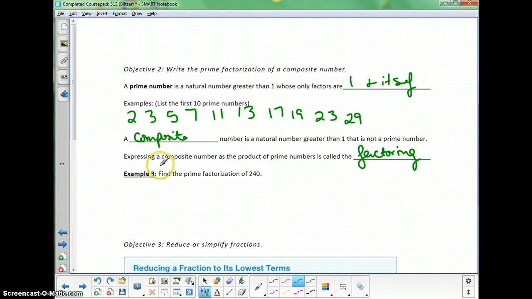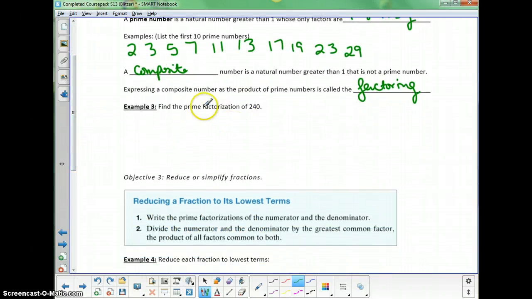Let me read that again. Expressing a composite number as a product of primes is called, no, the process is called factoring, I guess. It's called the prime factorization, would be another way of saying it. To find the prime factorization of a factor, so I've written the verb form of it instead of the noun form of the word. Same difference. Don't tell your English teacher.